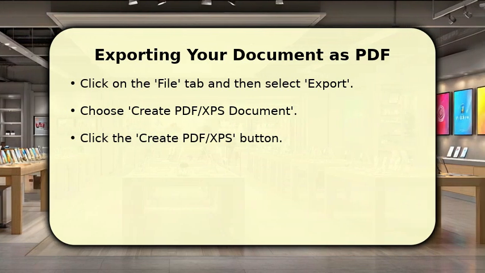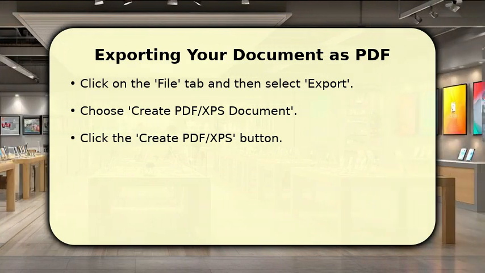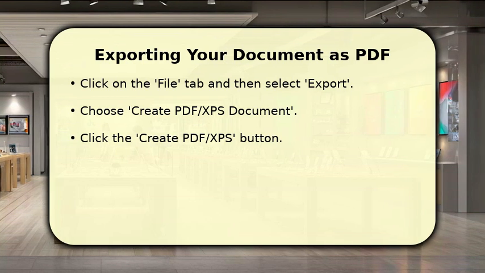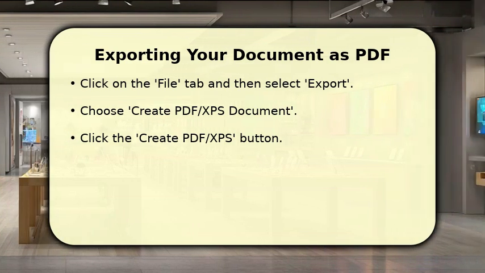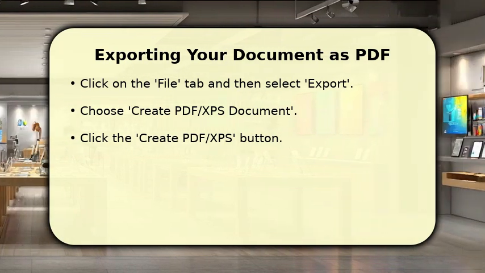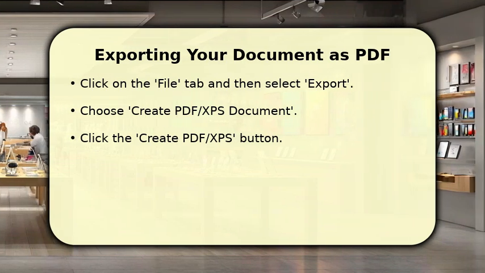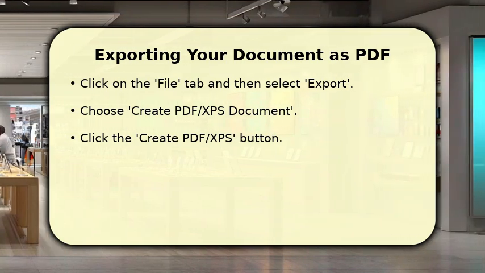Here, you can name your file, choose its save location, and even access options for specific settings, like optimizing for standard publishing or minimum size. Finally, click Publish to generate your PDF document.